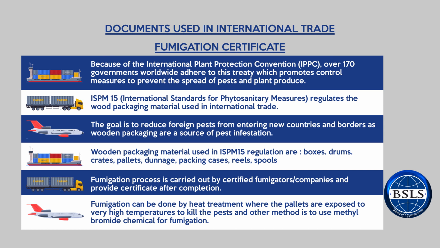Fumigation is a process that is used to treat these wooden packaging materials for pest control measures. Fumigation is done by using heat treatment at very high temperatures or by using a chemical known as methyl bromide. This treatment protects the wooden materials from pest infestation and therefore makes them safe for the transportation of cargo. Fumigation is carried out by certified fumigators who also offer a fumigation certificate at the end of the process.